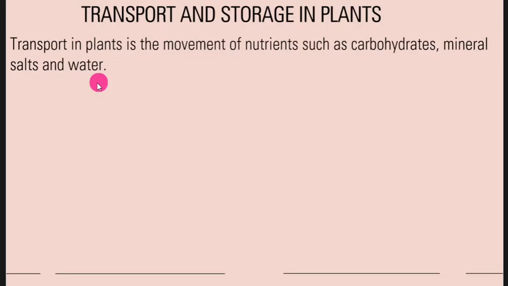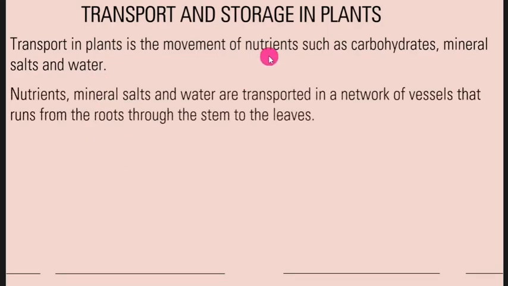You know, human beings also move from one place to another. Also, nutrients inside the plant, water inside the plant, move from one place of the plant to the other, and the topic which talks about the movement of nutrients and water from one place to another in plants is known as transport and storage in plants.